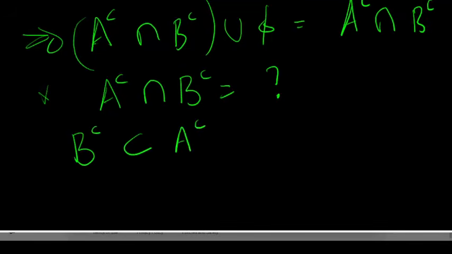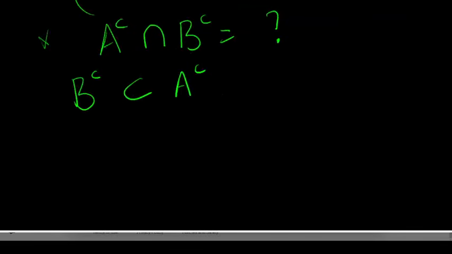Two things can be derived from here. Another concept. Don't just cram. It's not testing what you cram. You are testing what you understand. You don't cram math. You understand math. So B complement is a subset of A complement. Two things can be derived from there.